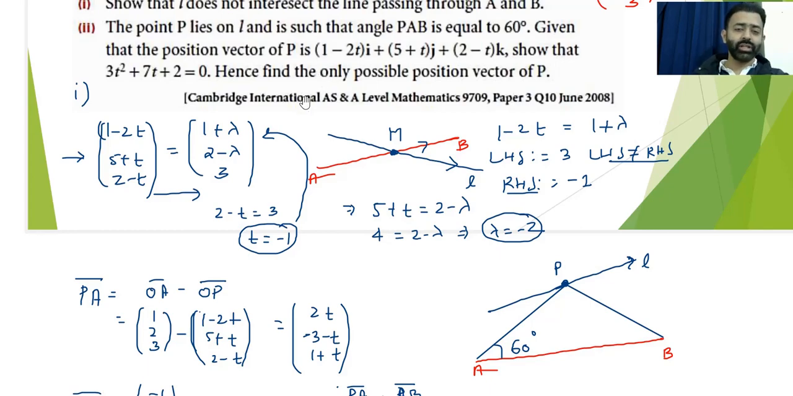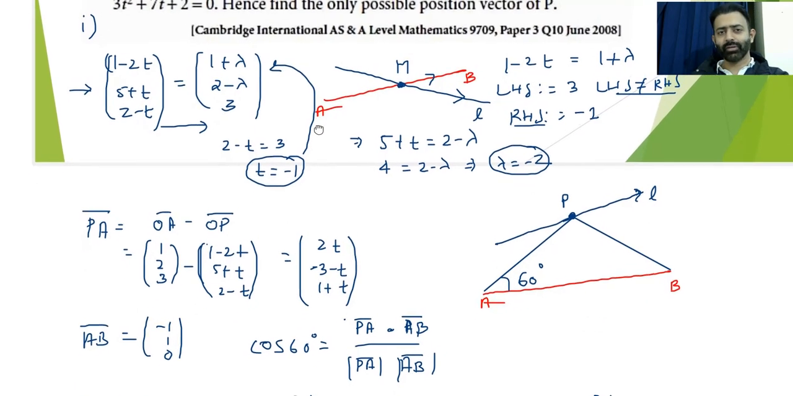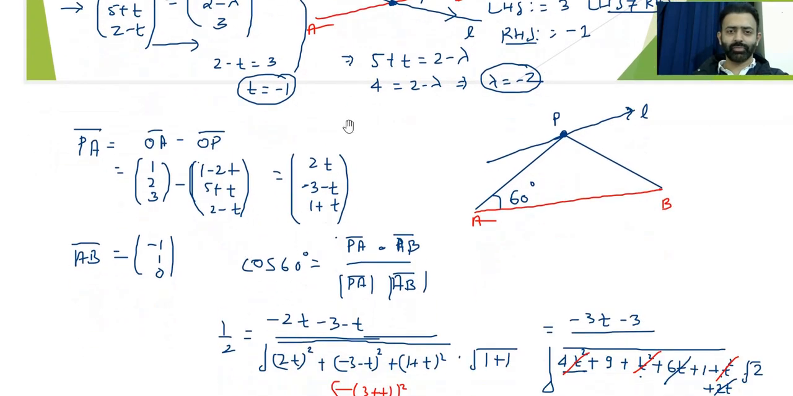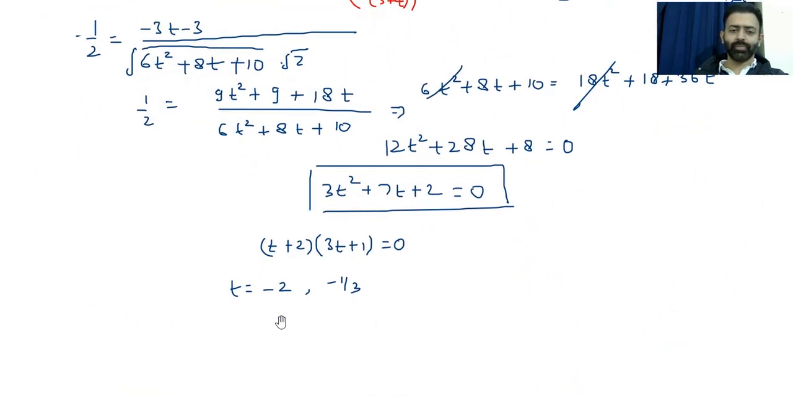So which value of t is acceptable, and that is the only value for which it is asking the position vector, right? Only possible position vector of P. So how to choose between these two values? Okay, so let us take this minus 1 by 3 because it is a fraction. I am a little bit not optimistic that this value of minus 1 by 3 will hold true. So let us test for this minus 1 by 3.